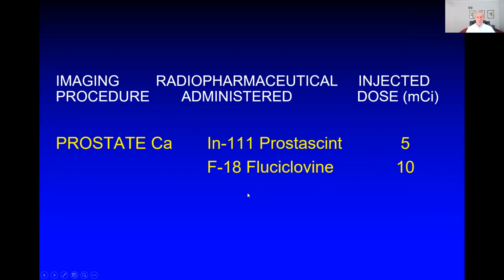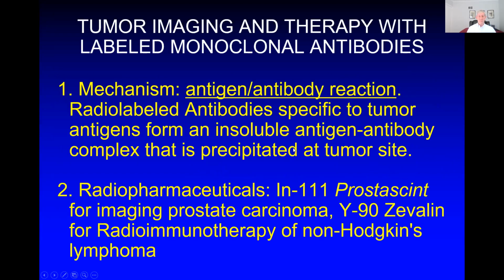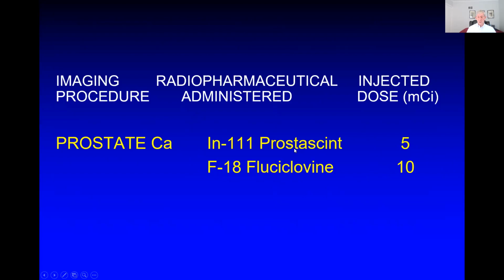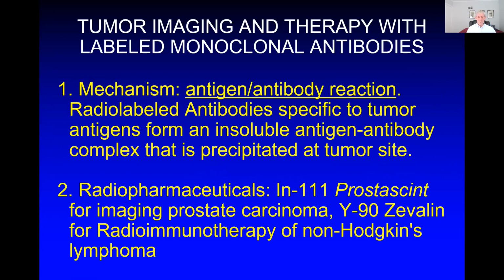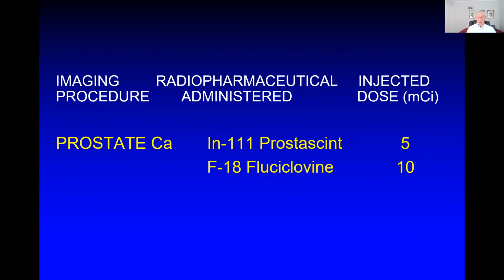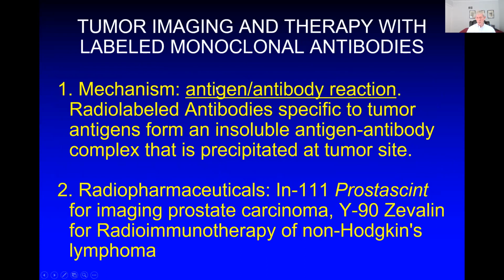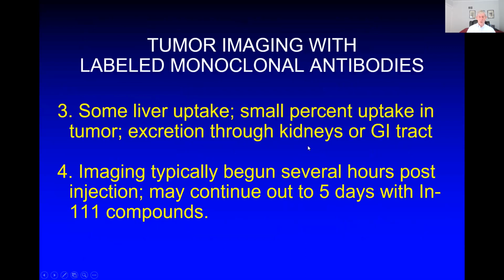And today we have a terrific drug called fluciclovine, and it's also a PET agent, F18. We typically give about 10 millicuries. The trade name is Axumin, A-X-U-M-I-N. Prostascint was an antigen-antibody reaction because it was an antibody to prostate-specific membrane antigen. Today, we just wouldn't use that.